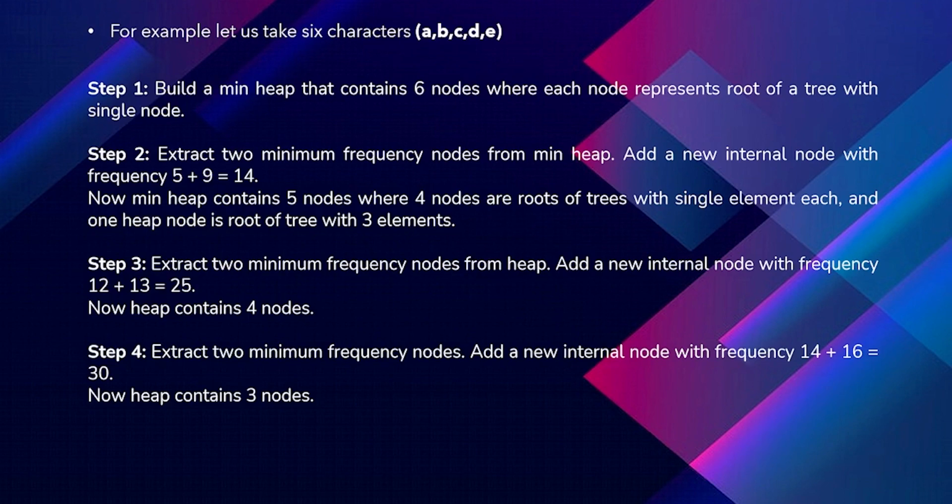Now in step 3, we extract 2 minimum frequency nodes from the heap. Add a new internal node with frequency 12 plus 13, which is 25. Now the heap contains 4 nodes. In step 4, extract 2 minimum frequency nodes. Add a new internal node with frequency 14 plus 16, which gives 30. Now the heap contains 3 nodes.